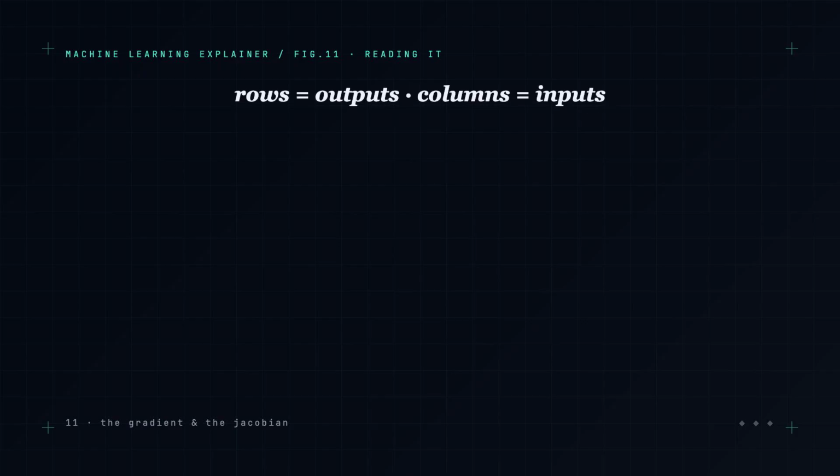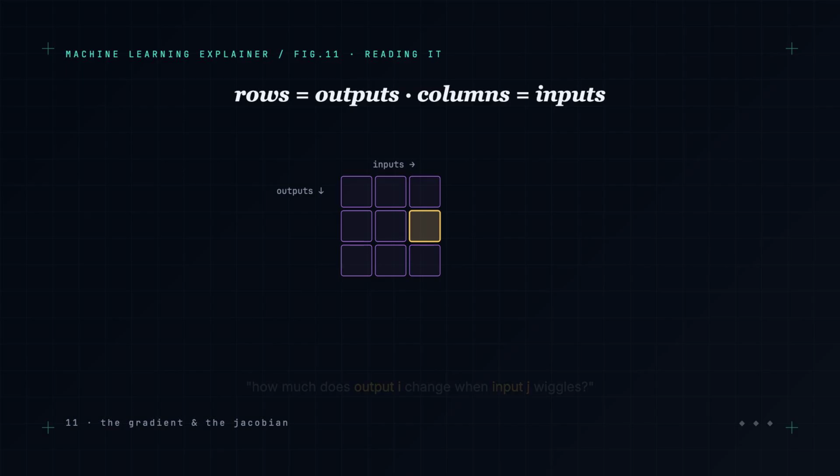Read it like this. The entry in row i, column j answers: how much does output i change when input j wiggles? A function from 1,000 inputs to 1,000 outputs has a million-entry Jacobian. It captures the entire local behavior of that function in one matrix. And a single neural network layer is exactly such a function.